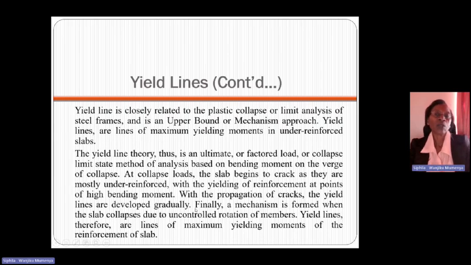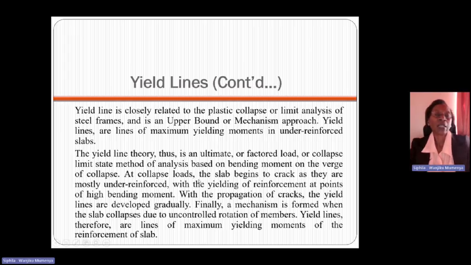Yield line is closely related to the plastic collapse or limit analysis of steel frames, and it's an upper bound or mechanism approach. Yield lines are lines of maximum yielding moments in under-reinforced slabs.